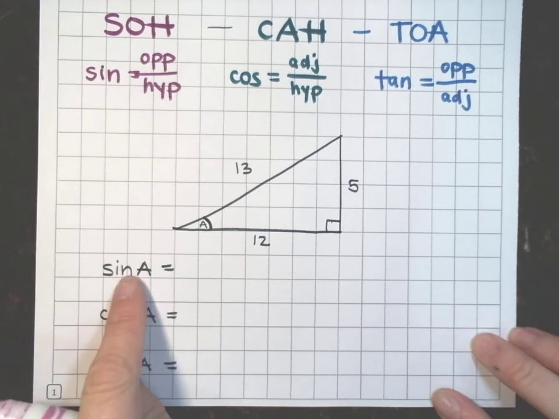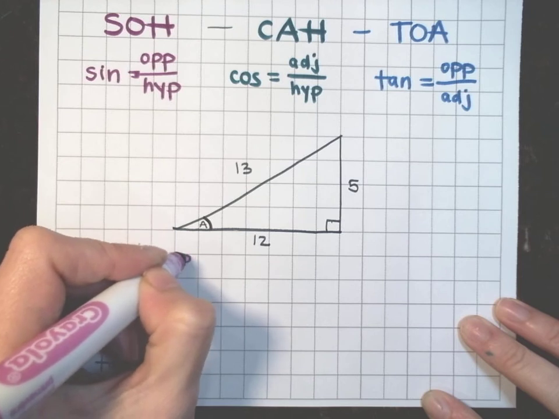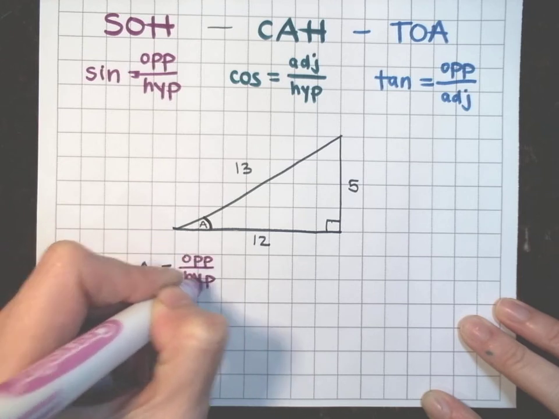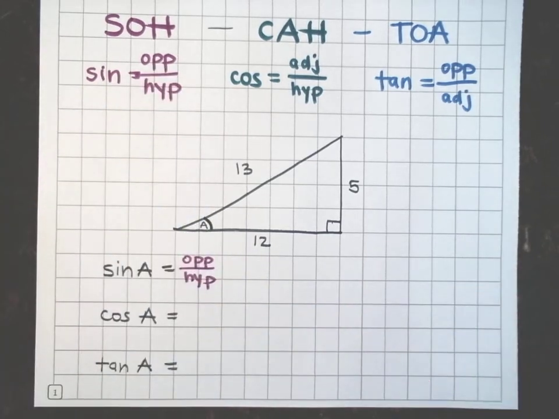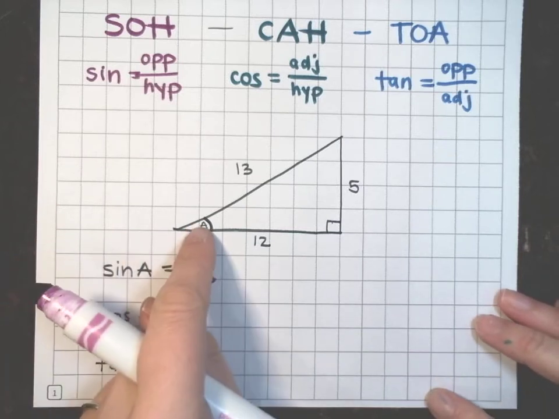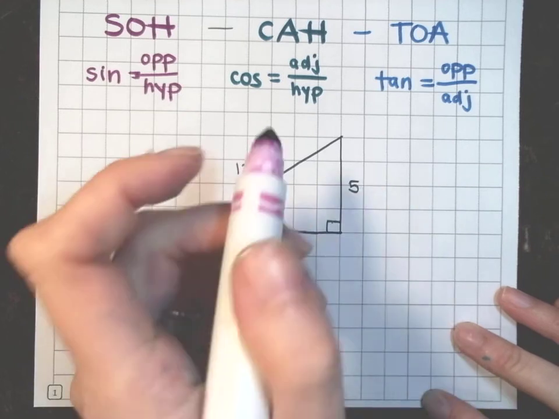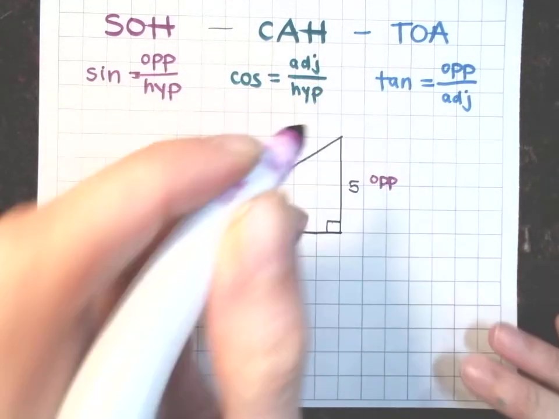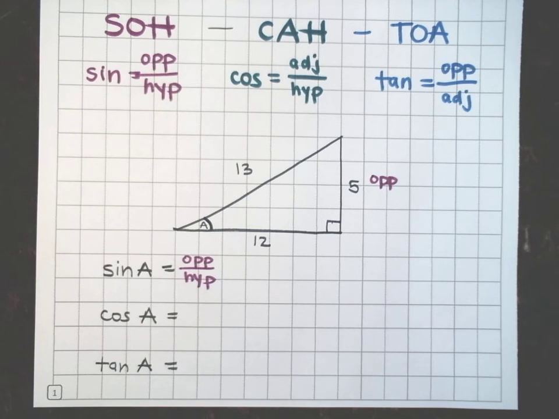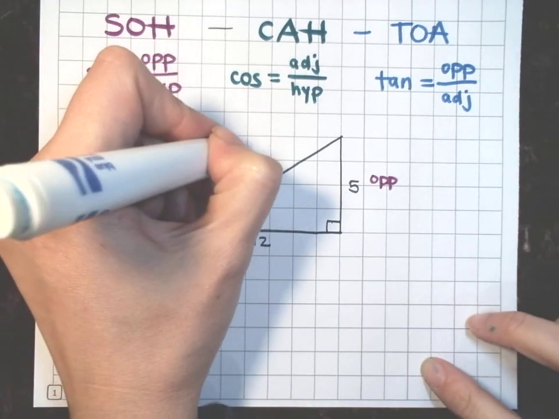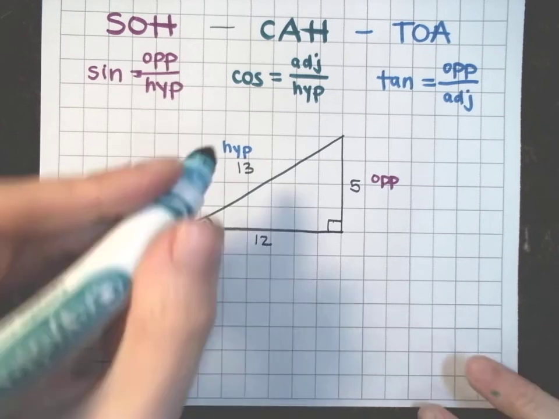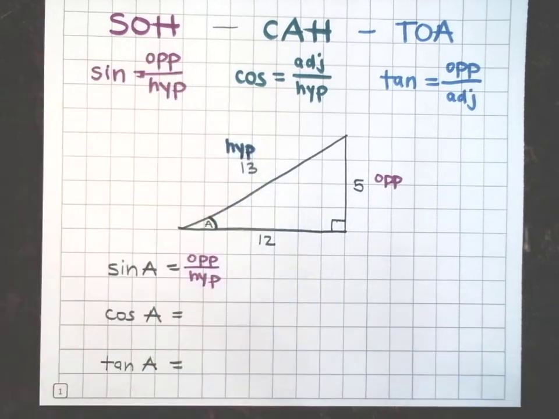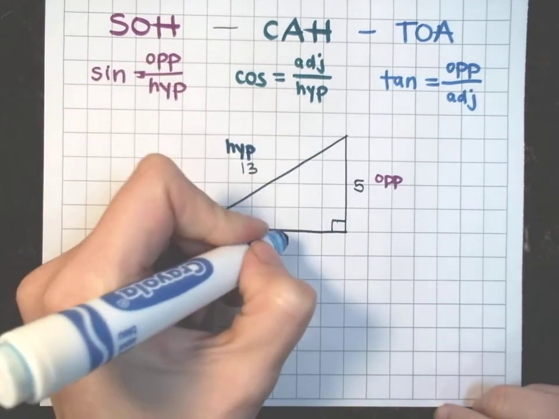so the sine of A would equal the opposite over the hypotenuse, because for sine, to find the ratio, we divide the opposite side by the hypotenuse. So we probably want to label our sides first. So if we're talking about this angle, the opposite side would be 5. The hypotenuse, the side across, would be 13. Oops, I did the wrong color. This would be our hypotenuse. And the 12 would be the adjacent.